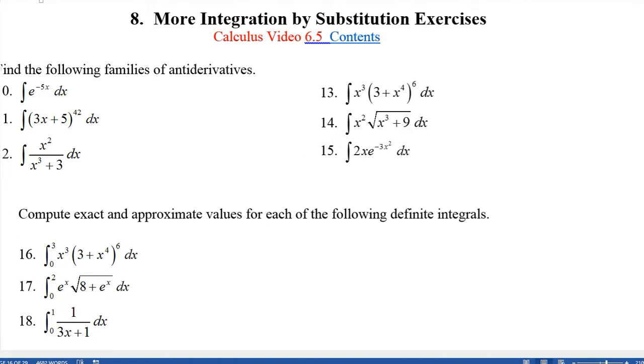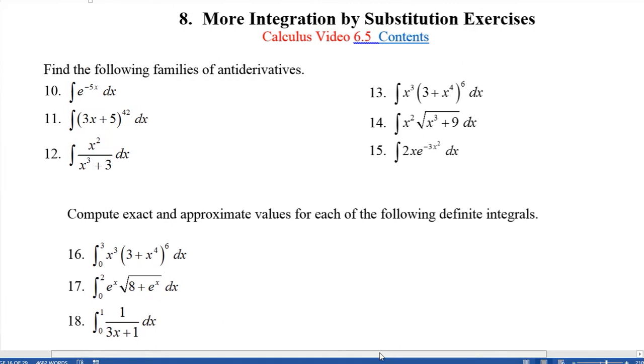So here we have several different examples. Problems 10 through 15 are antiderivative problems or indefinite integral problems. Problems 16 through 18 are definite integral problems that we can solve using the fundamental theorem of calculus.